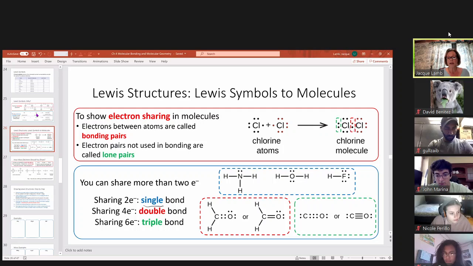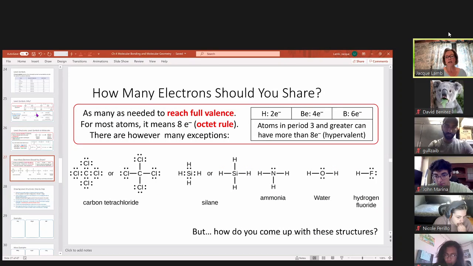So the question is, how many electrons should you share? All atoms, with a few exceptions, should end up with an octet. The first exception, which is pretty obvious, is hydrogen. It can only hold 2 electrons in that 1s orbital. The other 2 that can have less than an octet are beryllium and boron. Beryllium is satisfied with 4 electrons. Boron is satisfied with 6. So those are exceptions to the octet rule that have less than an octet.